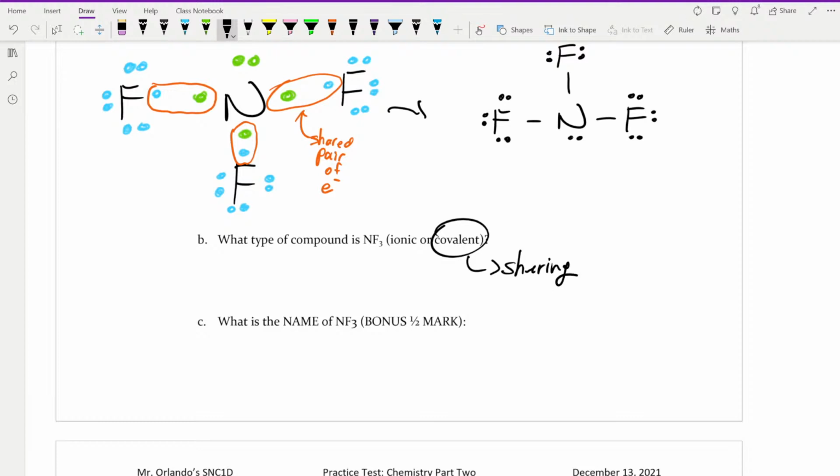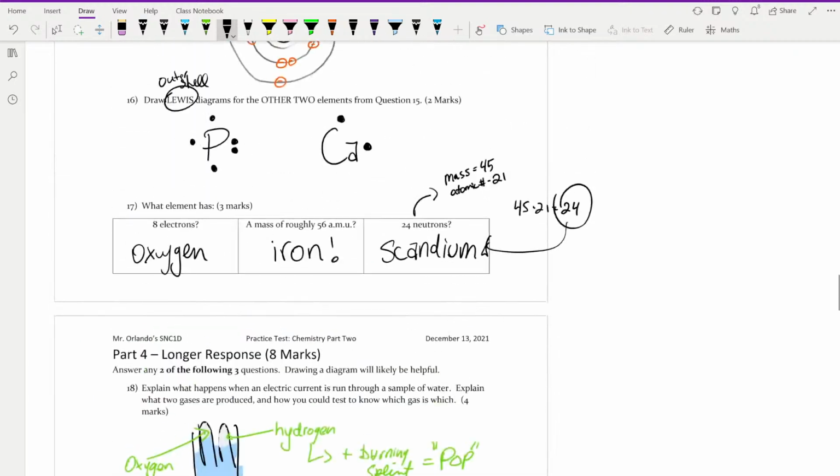And this you really don't need to remember, but we use prefixes in this. So this would be nitrogen trifluoride. I don't even think I'll put that on your test, because we really didn't talk much about the naming, and that's okay. There you go. That's the test. So I hope that was of some help.